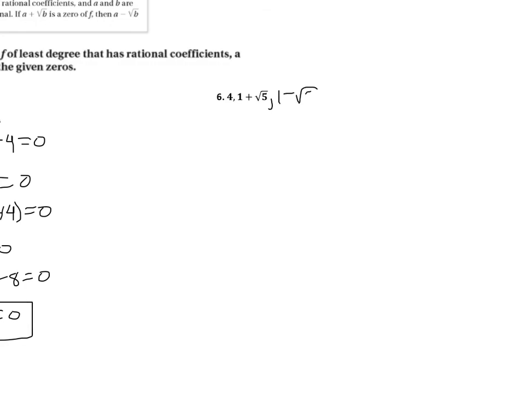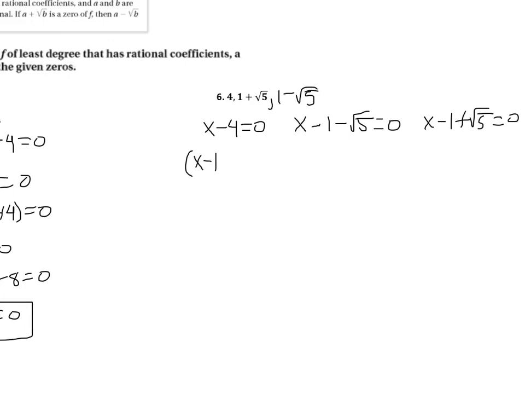1 minus the square root of 5. So you have x minus 4 equals 0, x minus 1 minus the square root of 5 equals 0, and x minus 1 plus the square root of 5 equals 0. Now what I would do is multiply the two that have the irrational numbers first, because the whole goal is to get rid of that square root at the beginning, not at the end.